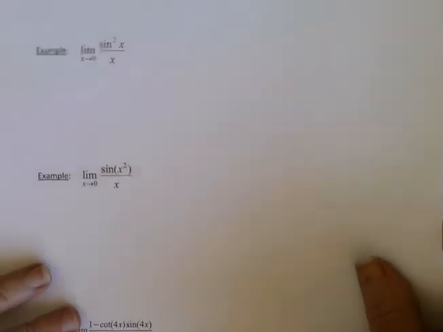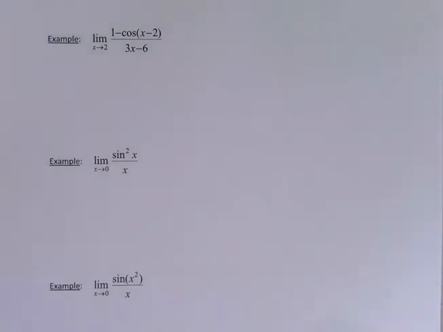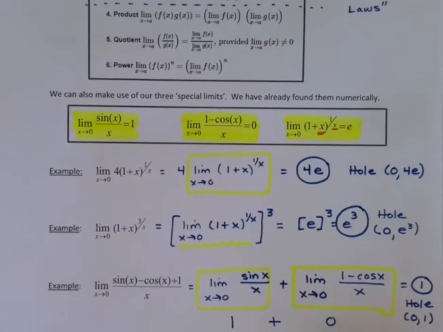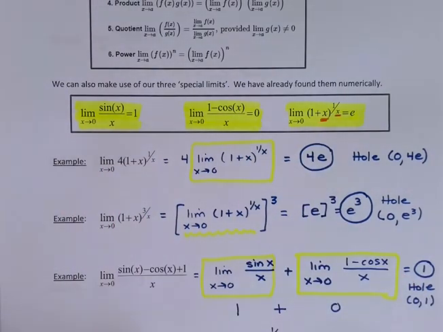Speaking of those exact matches, let's take a look at a couple of other situations where we may need to do that. Here I've got 1 minus the cosine of x minus 2 over 3x minus 6. It's perhaps not a perfect match yet, and in fact maybe I should do something that I have kind of stopped doing for a little while. I didn't plug in when I was doing these problems over here. I didn't do the direct substitutions because all of these were such obvious variations on the three special limits. I just kind of jumped right to the solution.